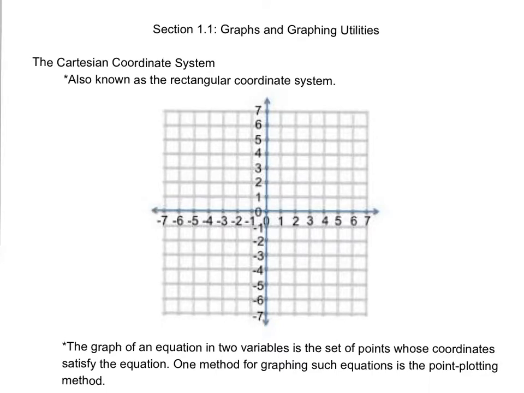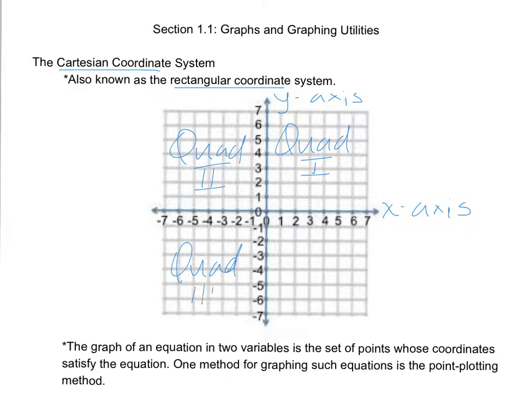So section 1.1 is all about graphing. And so we're going to start by talking about the Cartesian coordinate system or the rectangular coordinate system. And as you all should know, the coordinate plane is divided up based on both the x and the y-axis. And they divide this plane into 4 parts. And so we have quadrant 1 in the top right, quadrant 2 in the top left, quadrant 3 in the bottom left, and then back around to quadrant 4 in the bottom right.